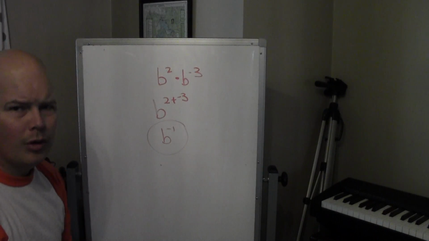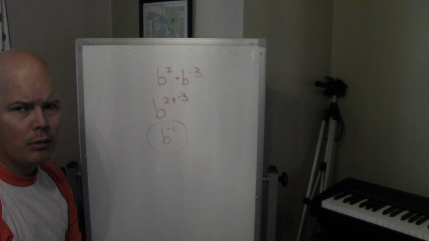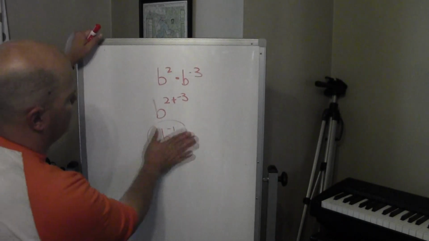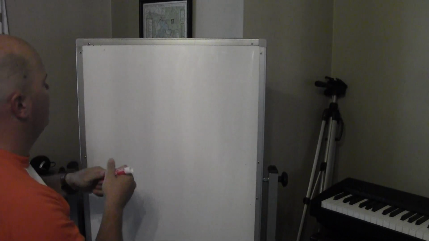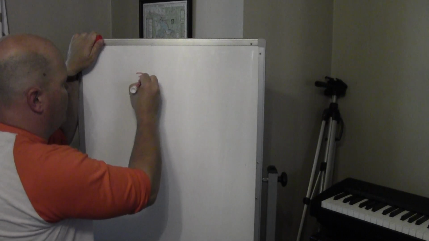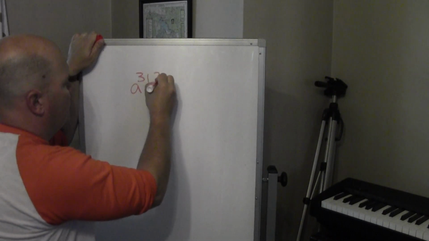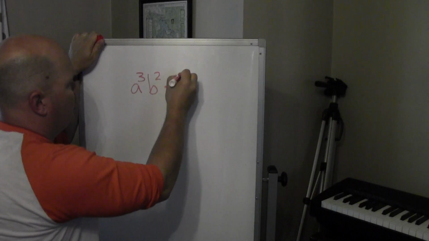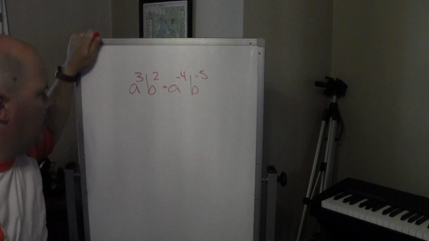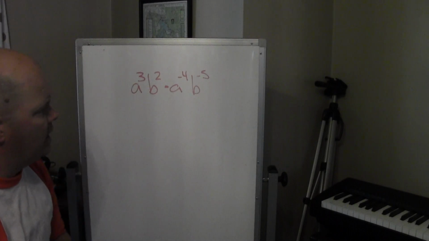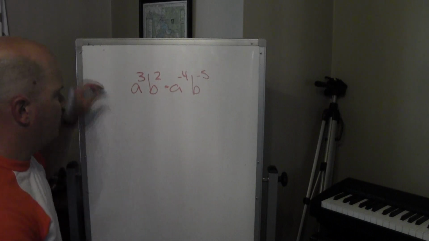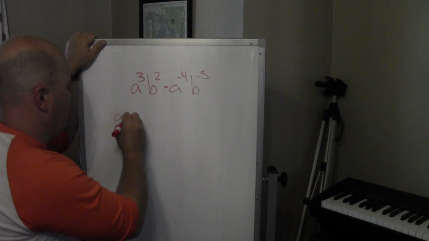Let me actually do one of the more complicated ones that we have to deal with, usually on tests and stuff. So let's just pull this off, and let's do... I'm not going to promise this one's going to be on the test tomorrow, but it definitely might be. Okay, so we have a to the third b squared times a to the negative fourth b to the negative fifth. Okay? If I was going to expand everything out, it would look like this.